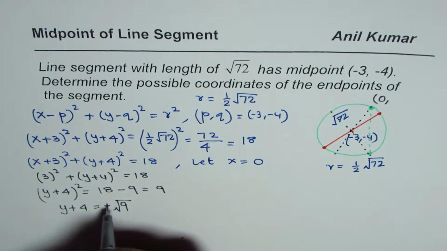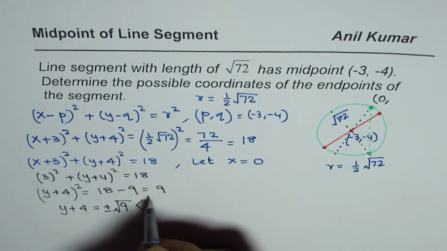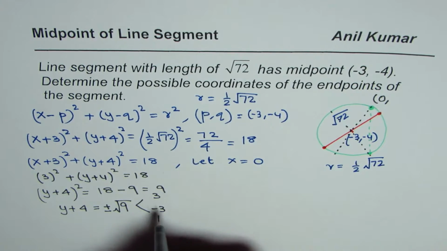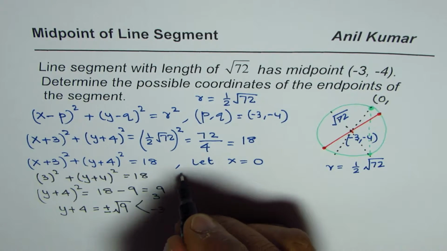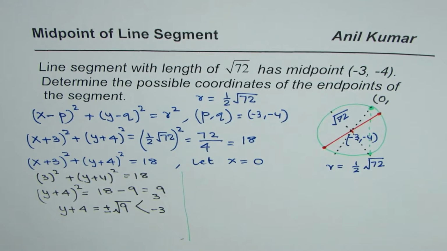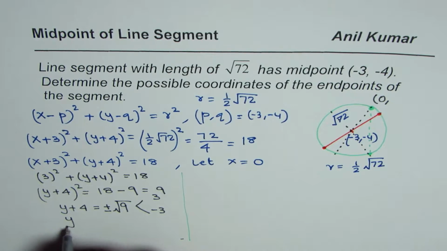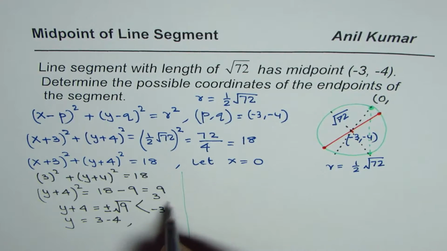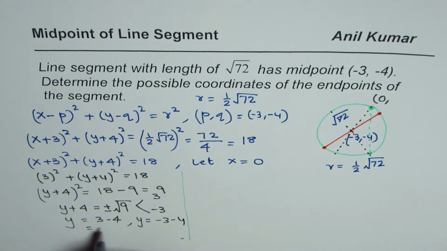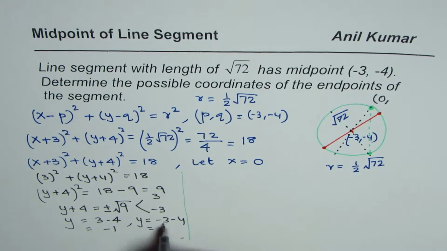Whenever you square root, you should do plus and minus. So that gives you plus 3 and minus 3 as two possible answers. So using these two, we can find the value of y. Okay? So one of the values of y will be 3 minus 4. The other one will be y equals minus 3 minus 4. 3 minus 4 gives us minus 1, and minus 3 minus 4 gives us minus 7.